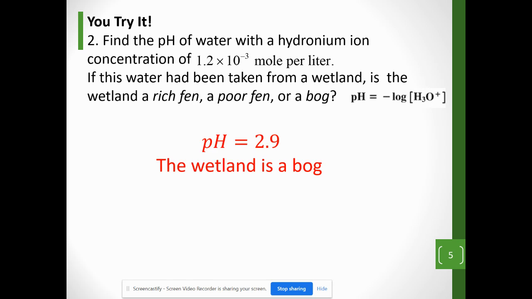There's your formula. Your pH happens to be 2.9, which is less than 3. So your wetland is also a bog. Those that are working in the oil fields, they use the pH level a lot. So for those of you that are working in the oil fields, you're like, oh, pH, I'm familiar with this. And yes, they use this measure, the pH value, a lot.